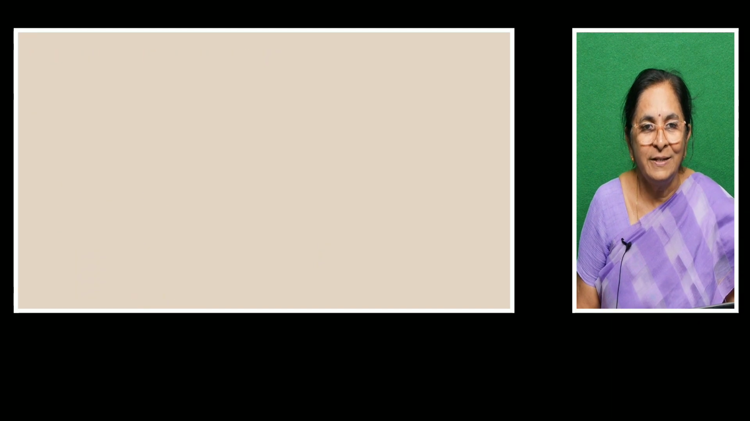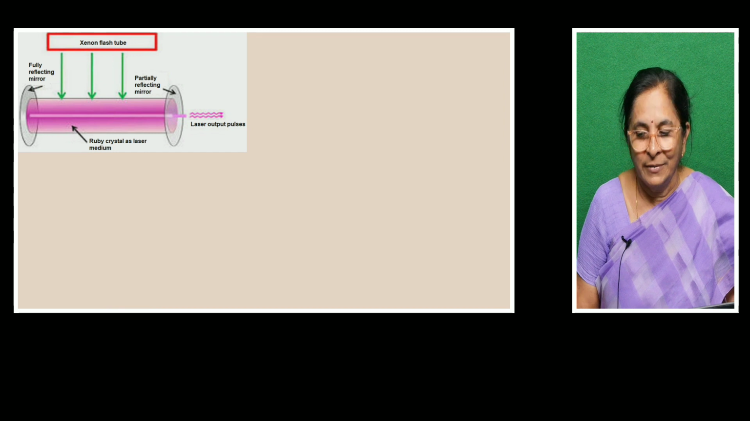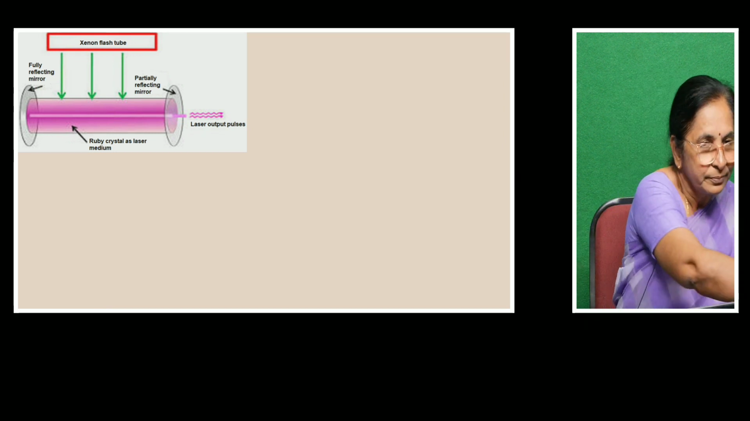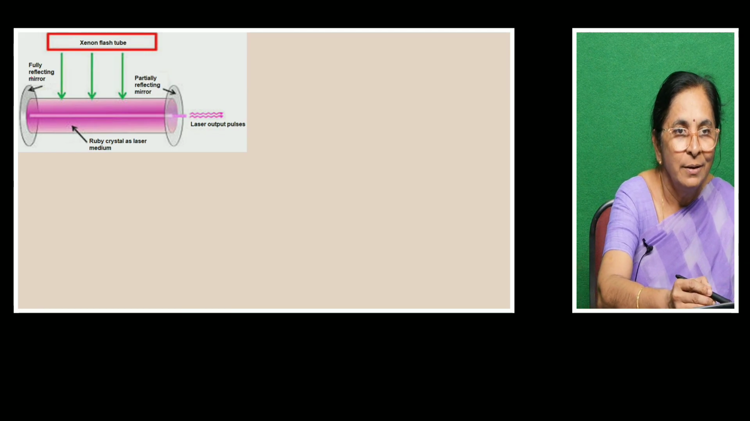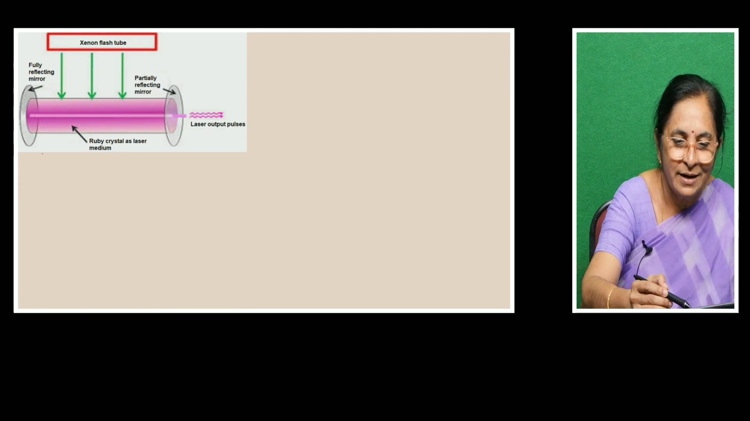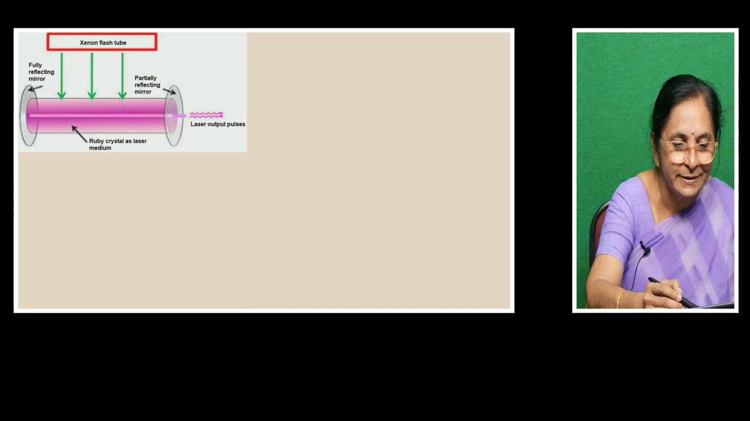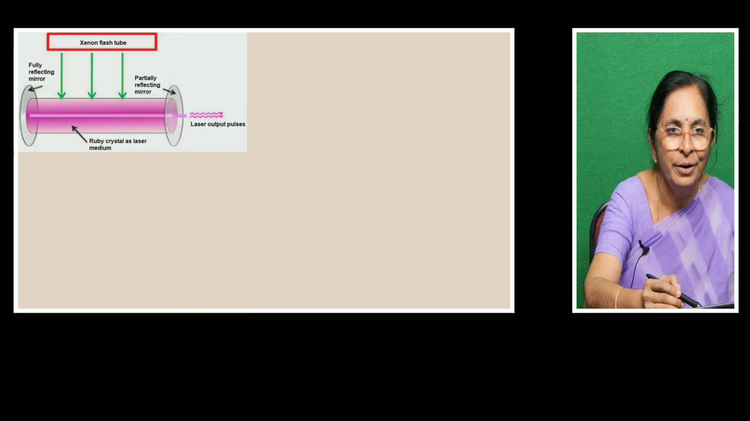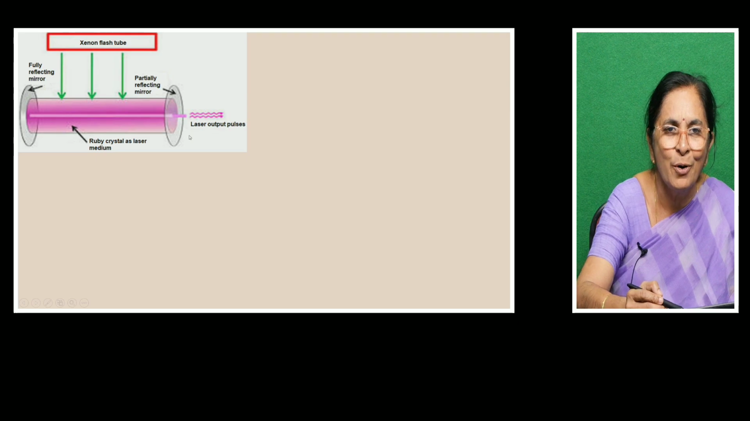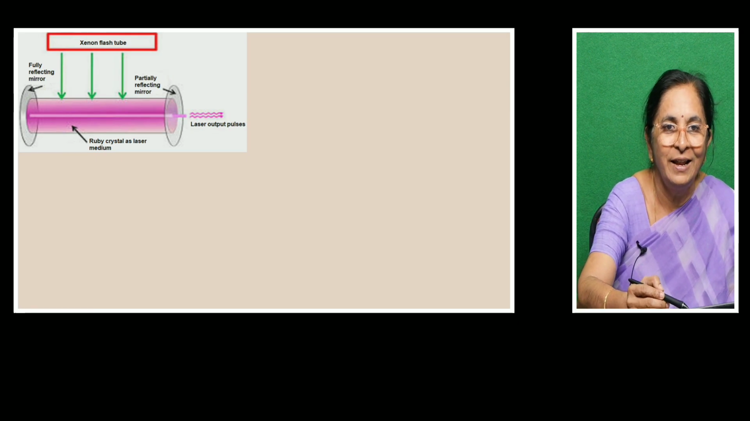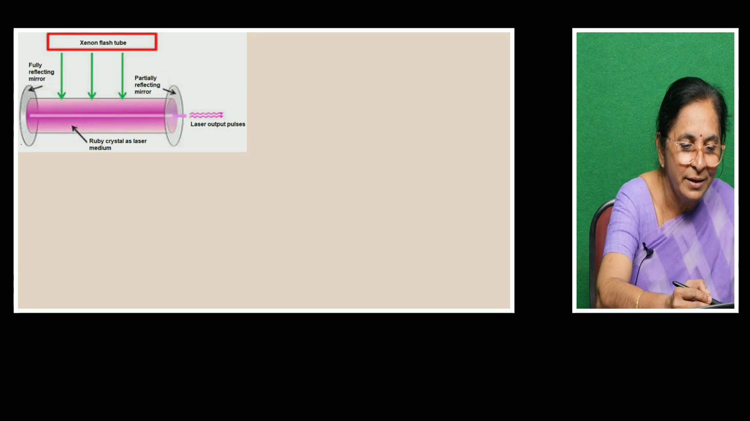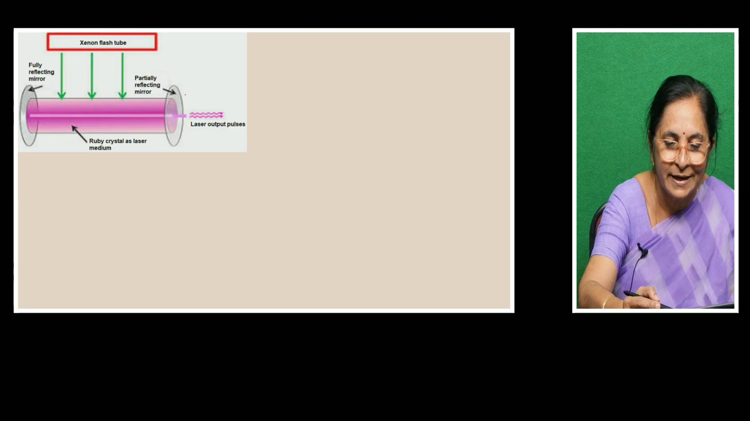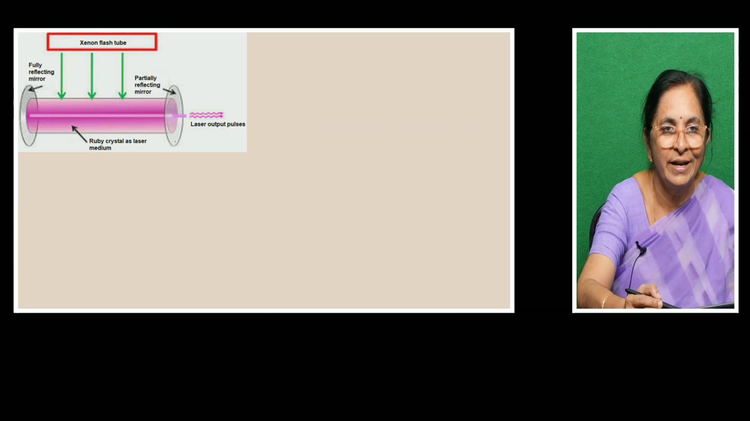And next is the optical resonator. Here you can see the optical resonator. On the left side and the right side of the ruby crystal, the pink color is the ruby rod. Both sides will be well polished and made parallel, and then silver coating will be given here to make this side of the ruby crystal a fully reflecting mirror, and the right side we have a partially reflecting mirror.